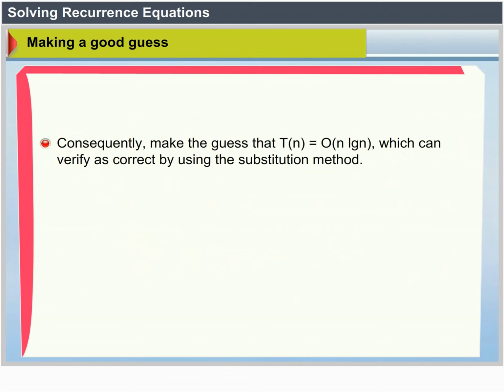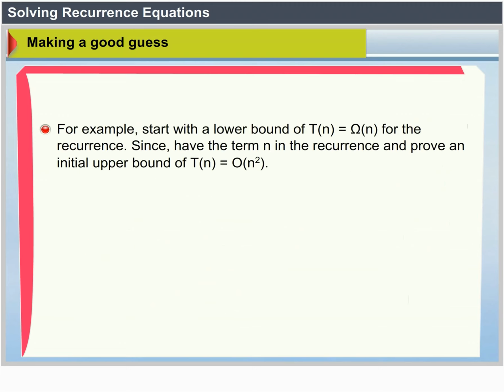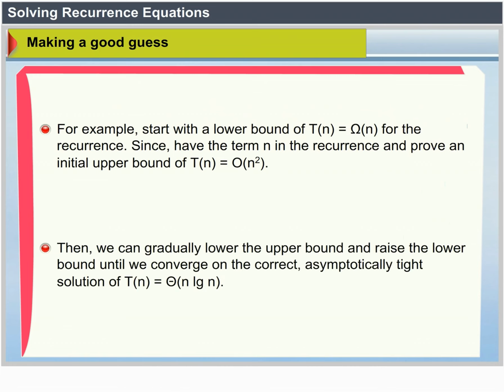Another way to make a good guess is to prove loose upper and lower bounds on the recurrence and then reduce the range of uncertainty. For example, start with a lower bound of T of n equals omega of n for the recurrence, since we have the term n in the recurrence, and prove an initial upper bound of T of n equals big O of n squared. Then we can gradually lower the upper bound and raise the lower bound until we converge on the correct asymptotically tight solution of T of n equals theta of n log n.